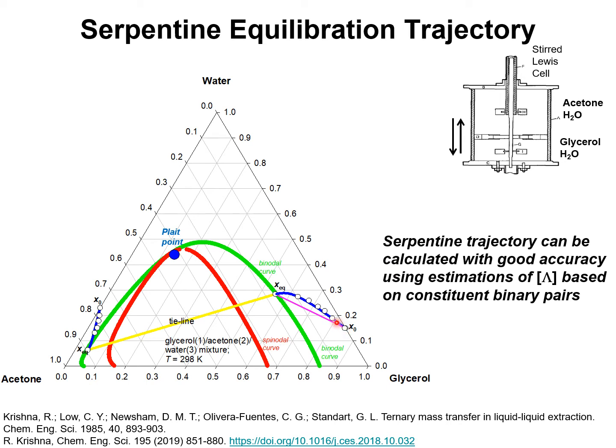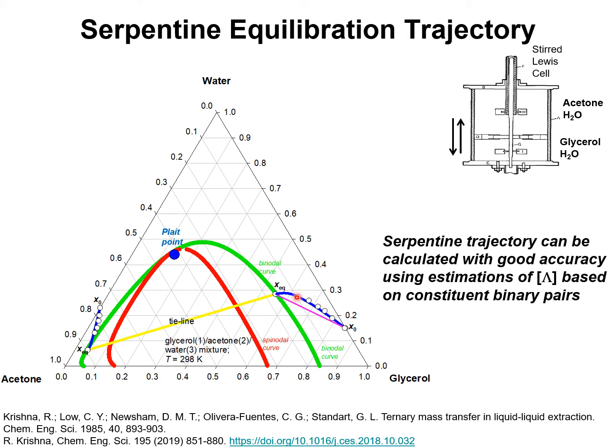The experimental data showing the approach to equilibrium is shown by the open circles in either phase. If we join this point with the initial point here, the mixture composition ends up in the two-phase region, and the phases will equilibrate to the compositions shown at the end of this tie line. So in the glycerol-rich phase, the equilibration trajectory is from x0 to xeq, and in the acetone-rich phase, the equilibration is along this line.